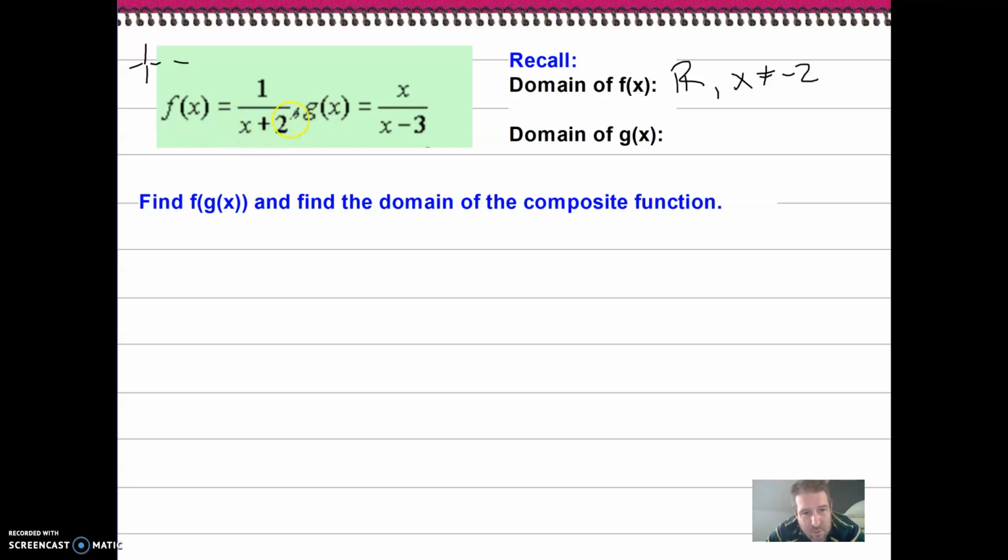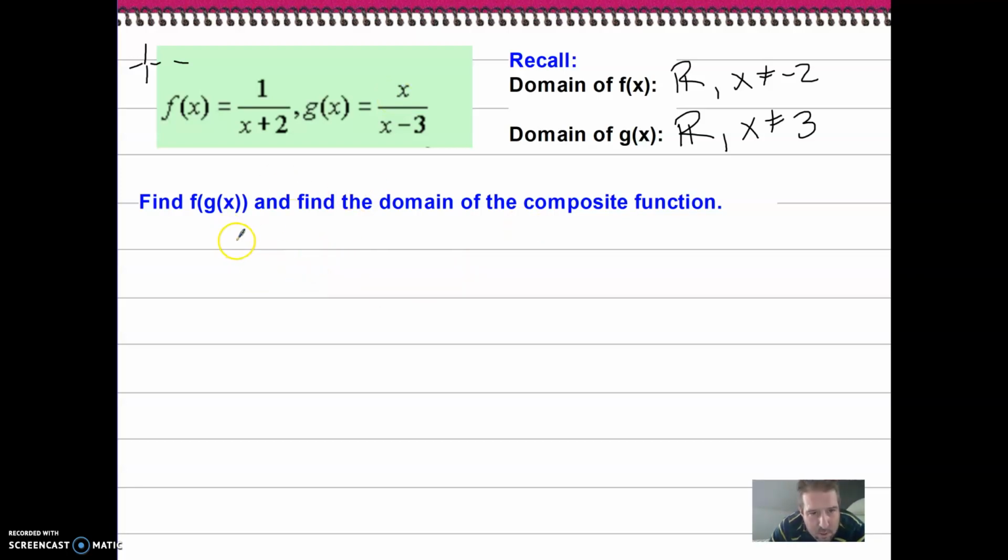So you can't have negative 2 plus 2, because that wouldn't make any sense, because you can't ever divide anything by 0. And the domain for g of x will also be the set of all real numbers, but x cannot be positive 3. So find f of g of x, and then find the domain of the composite function. I'm going to find the domain not just of this function, which we've already done, but actually of the composite function by putting the two functions together.